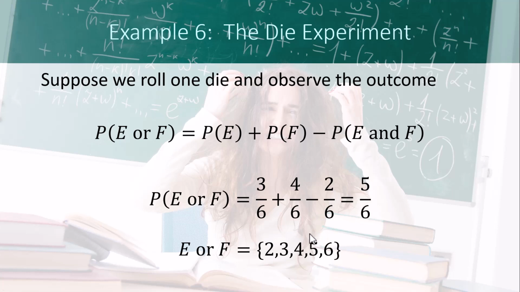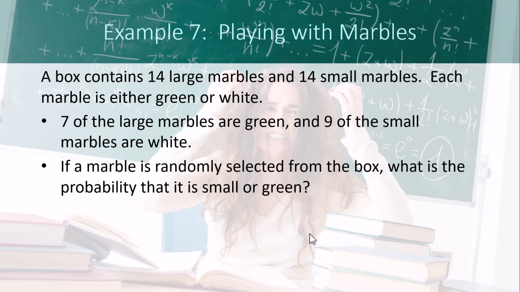Okay, now let's take a look at a slightly more challenging problem that we will have to deal with. This is example 7. A box contains 14 large marbles and 14 small marbles. Each marble is either green or white. 7 of the large marbles are green and 9 of the small marbles are white. If a marble is randomly selected from the box, what is the probability that it is small or green? So we want to find the probability that our marble is small or green.